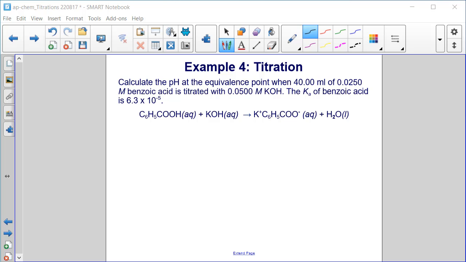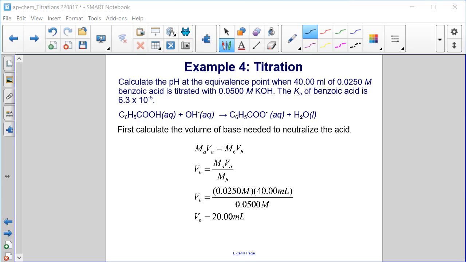Example 4, titration. Calculate the pH at the equivalence point when 40 milliliters of 0.0250 molar benzoic acid is titrated with 0.0500 molar KOH. The Ka of benzoic acid is 6.3 times 10 to the minus 5. And we see the neutralization of the weak acid with the strong base here to produce the conjugate base of the weak acid and water in the solution. So first, we're finding the pH at the equivalence point.